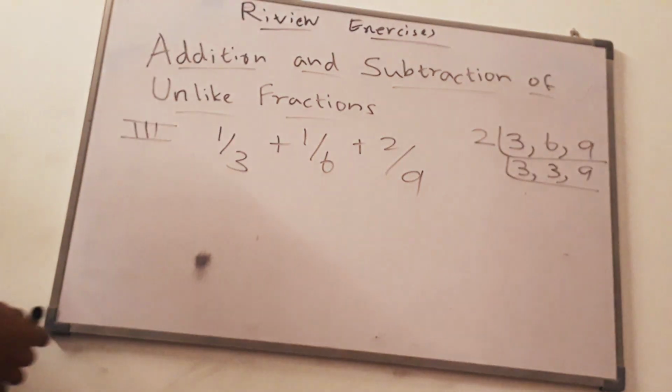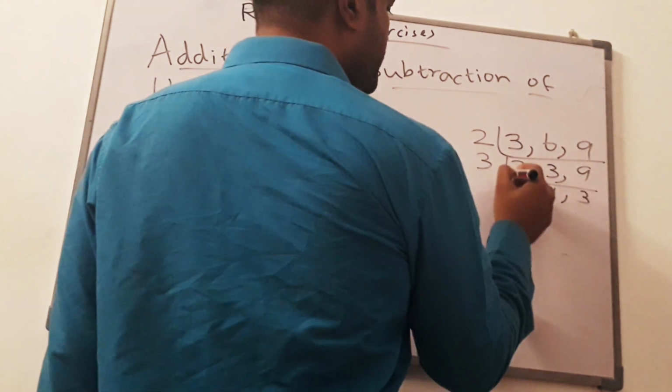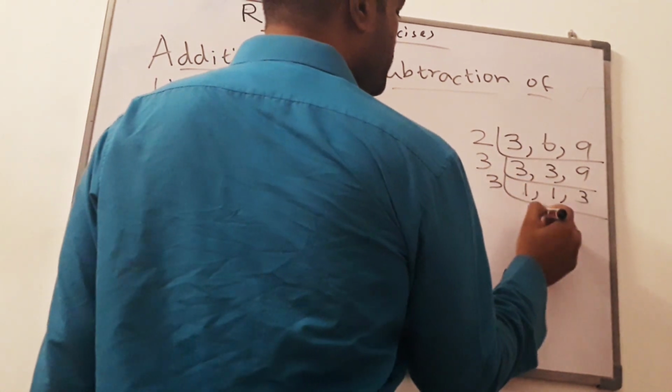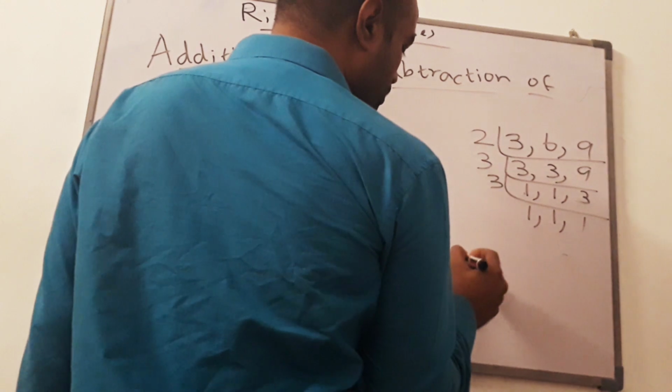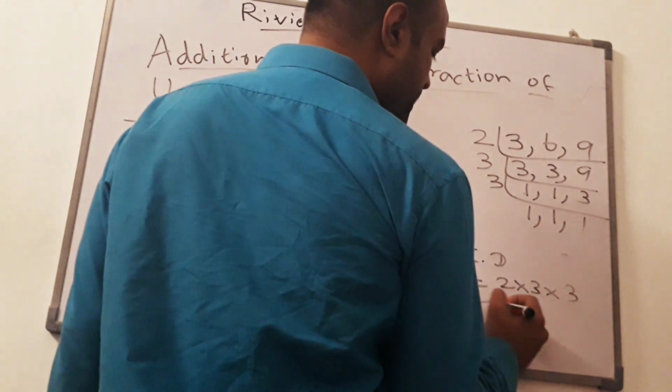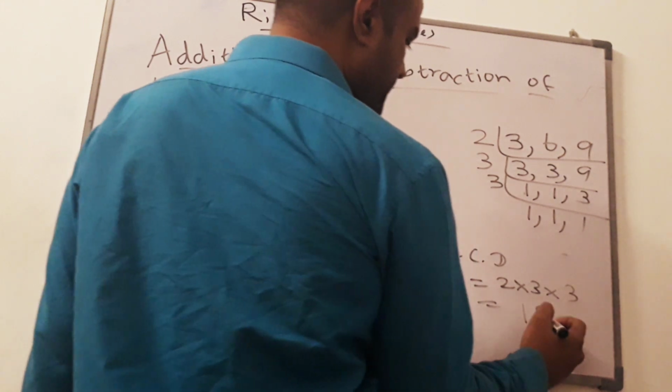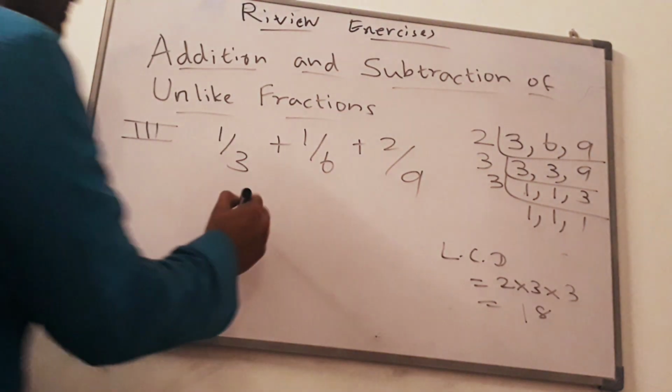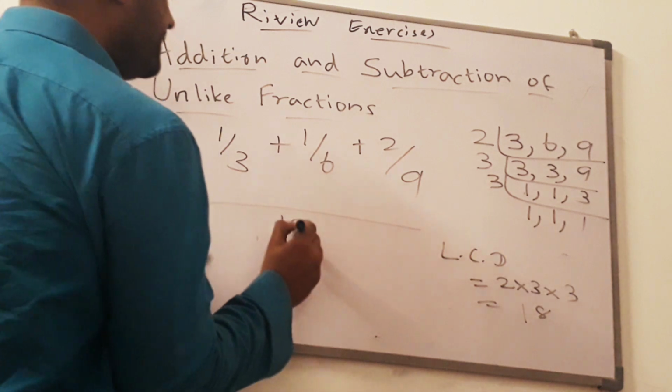Next least prime factor is 3. So it will be 1, 1 and 3. And this is also divisible by 3. So the least common denominator here means 2 times 3 times 3. 2 times 3 is 6, 6 times 3 is 18. So here the least common denominator is 18.